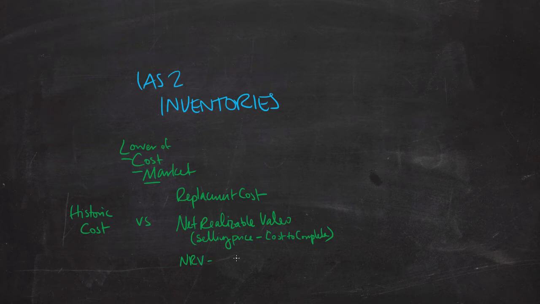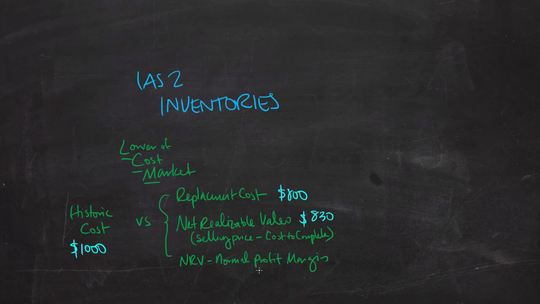And we have NRV minus normal profit margin. So whatever we typically get on our sales, we're going to take that off the bottom. So these 3 values we're going to compare, and the middle value becomes the market value that we use. So in this case, if we have an inventory that's originally worth $1,000, the replacement cost is $800, net realizable value is $830, and our NRV minus normal profit is $705, we would choose $800 because it's the middle value. Comparing that to historic cost gives us the lower of cost or market, which is $800.